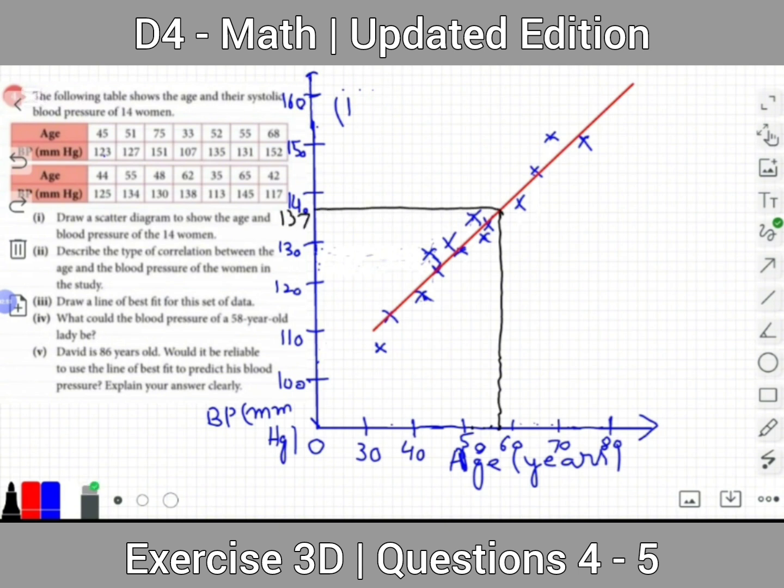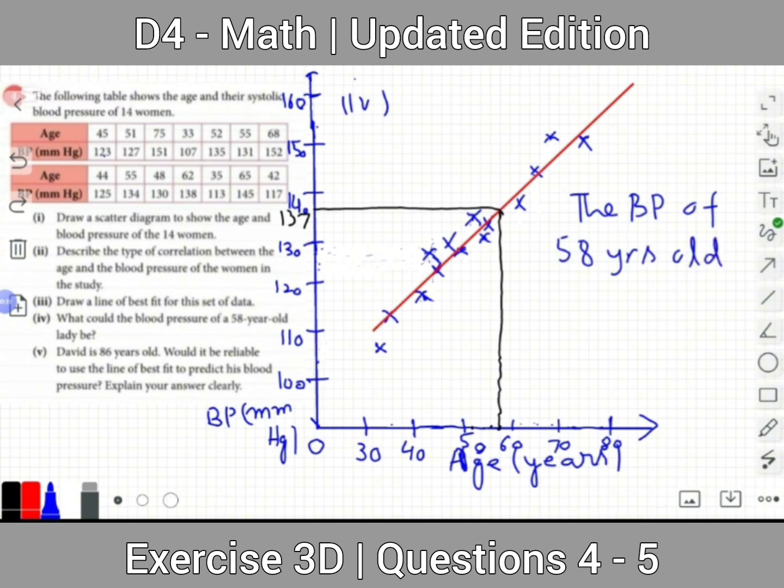So in part 4, by using the line of best fit on the scatter diagram, the blood pressure of a 58 year old lady is equal to 137 mmHg.